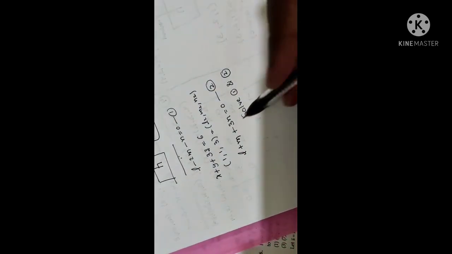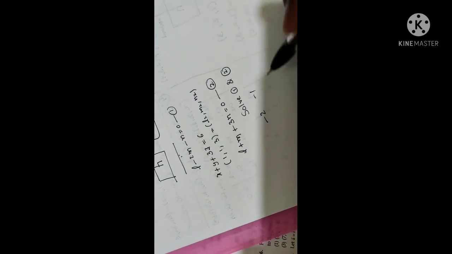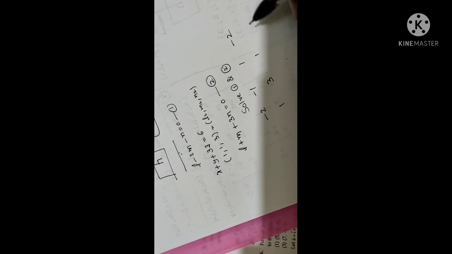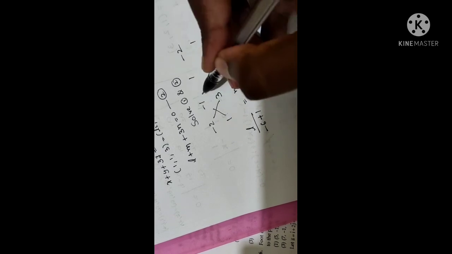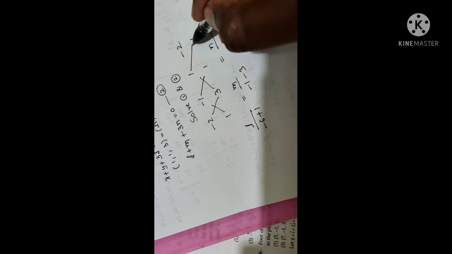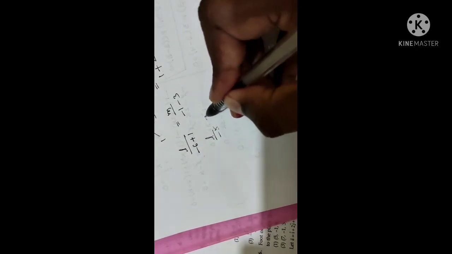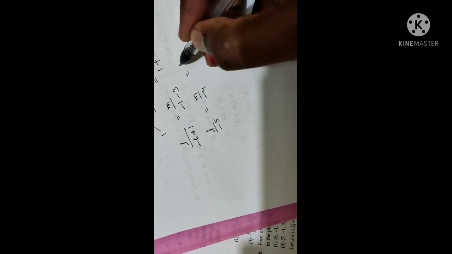First, I am applying the cross multiplication method. Minus 2, minus 1, 1, minus 2; here 1, 3, 1, 1. Now L by minus 6 plus 1, M by minus 1 minus 3, N by 1 minus 2. Then what will we get? L by minus 5, M by minus 4, N by 3. Finally, we got L, M, N.